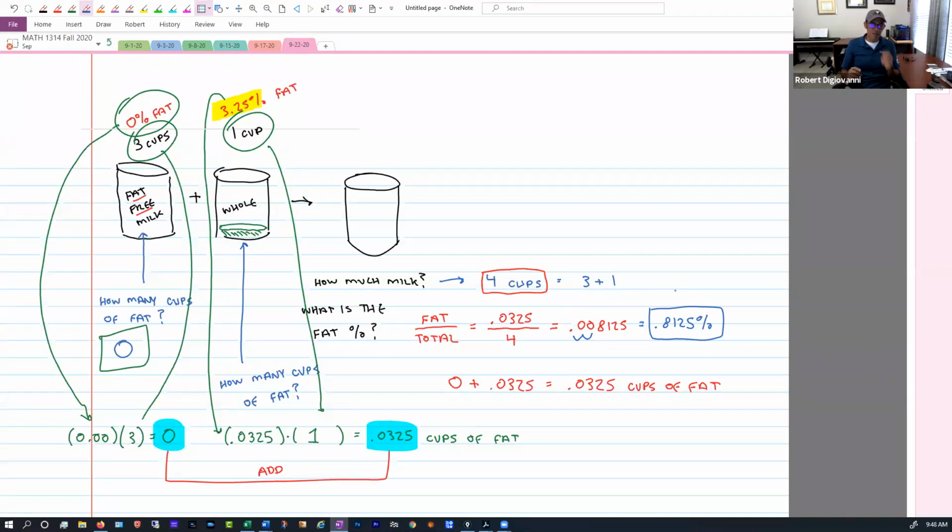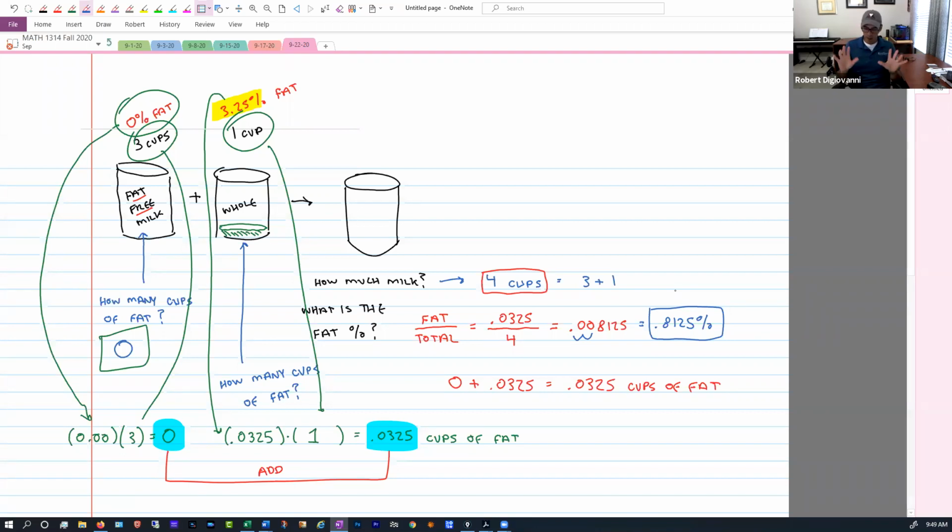So what I've essentially done is I've taken fat-free milk and I've taken whole milk, I've mixed them together, and I've basically made almost like a 1% milk, which you can buy 1% milk, I think. You can buy 1% milk and 2% milk.